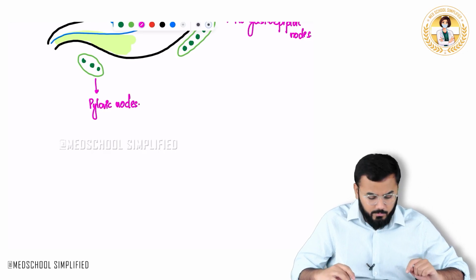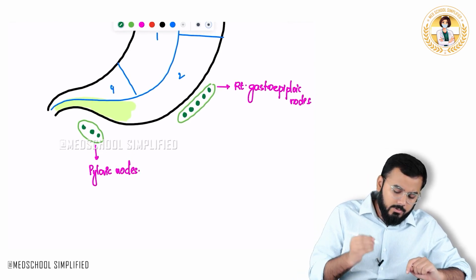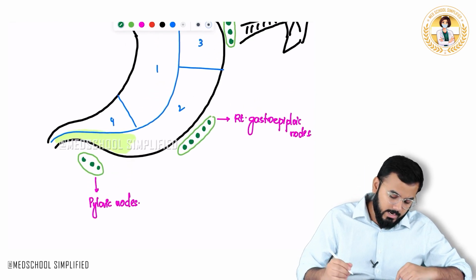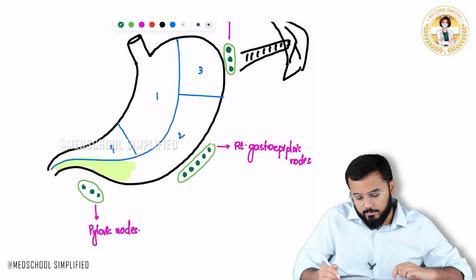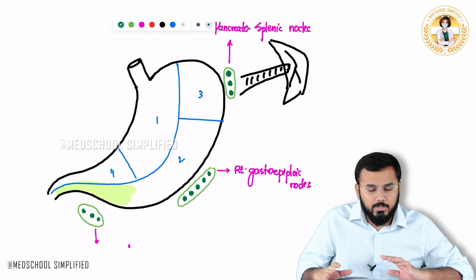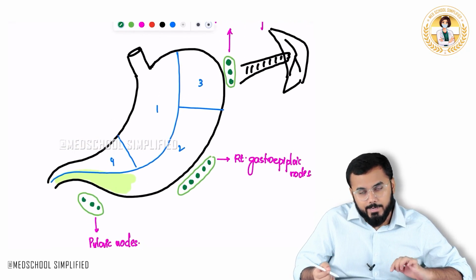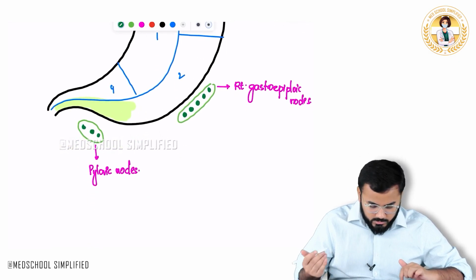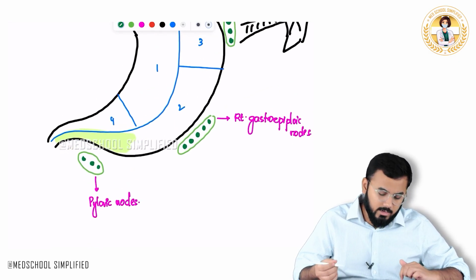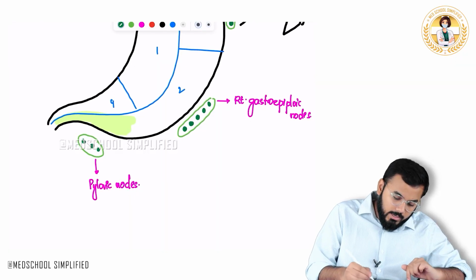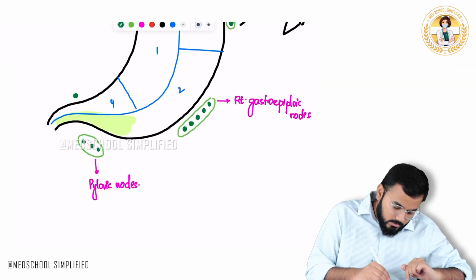Pyloric nodes are the pyloric group of lymph nodes, right? The next important thing is the lesser curvature, as we are done with the greater curvature. In the greater curvature, we have the pancreaticosplenic nodes, the right gastroepiploic nodes and the pyloric nodes. Now coming on to the lesser curvature, here we have a group of lymph nodes.